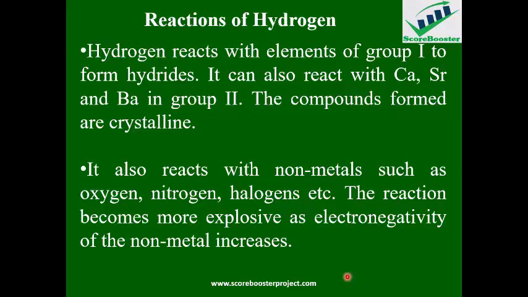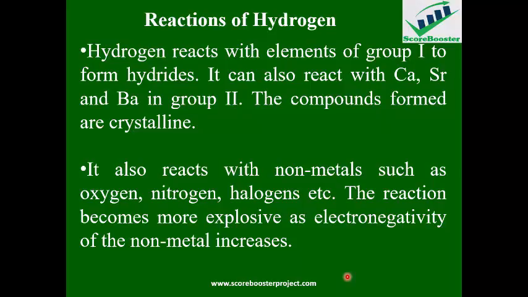So hydrogen reacts with elements of group 1. The elements in group 1 are very, very reactive, like lithium, sodium, potassium, rubidium, cesium, and francium, to form hydride. When these elements react with hydrogen, they form hydride. Like sodium reacting with hydrogen directly to form sodium hydride, potassium reacting to form potassium hydride.